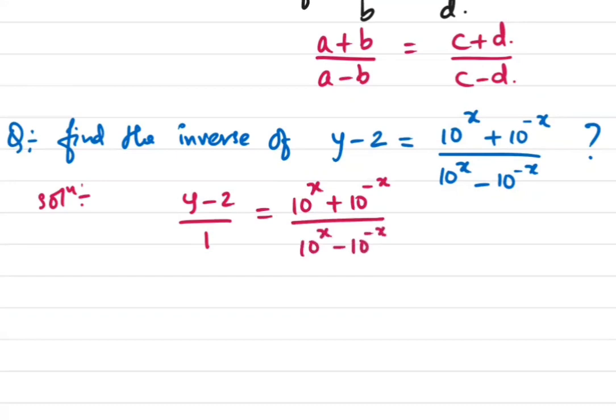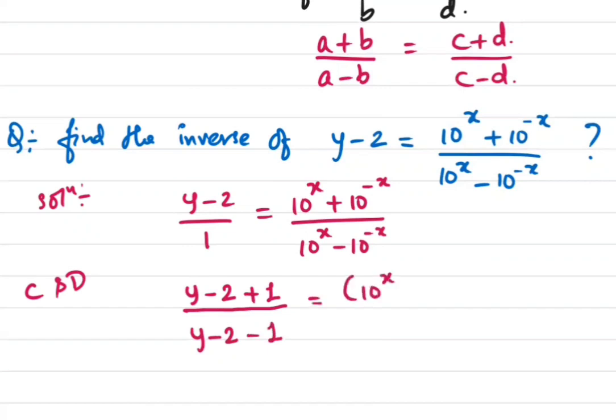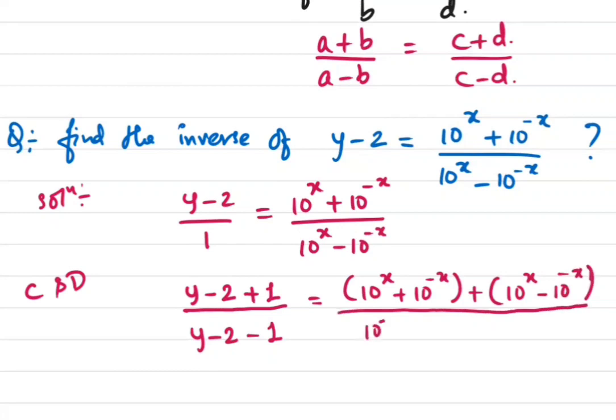What componendo and dividendo says, I'm applying it over here. Add the numerator and denominator: (y minus 2 plus 1) divided by (y minus 2 minus 1), whatever is the numerator, then you subtract it by the denominator. Okay, slowly. So (10 to the power x plus 10 to the power minus x) plus (10 to the power x minus 10 to the power minus x), divided by (10 to the power x plus 10 to the power minus x) minus (10 to the power x minus 10 to the power minus x). Right. So we have applied componendo and dividendo.